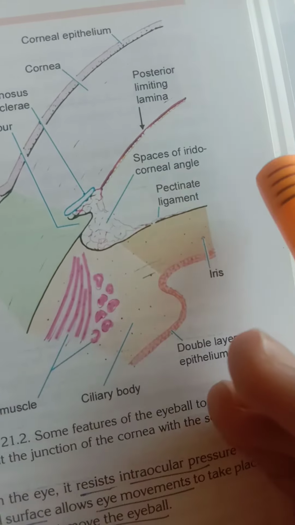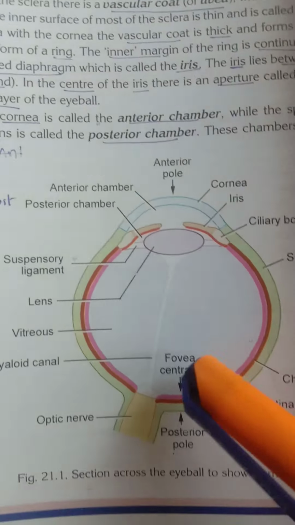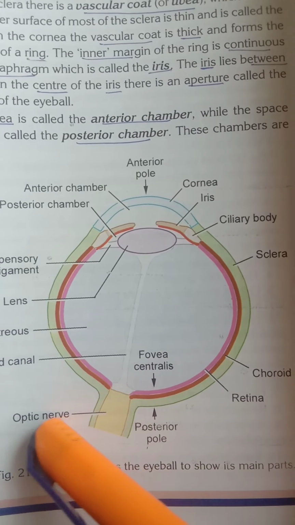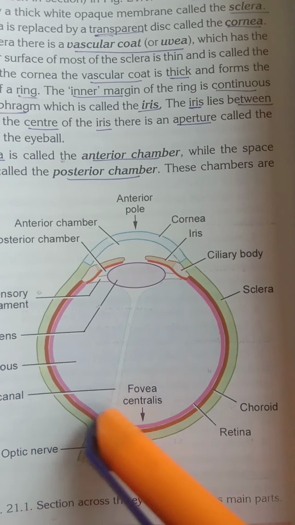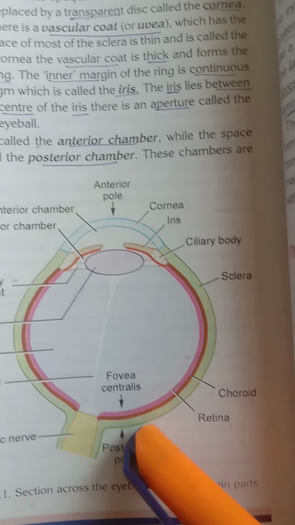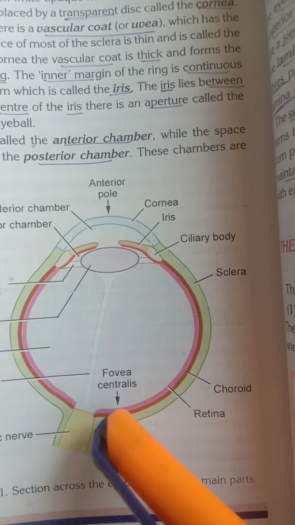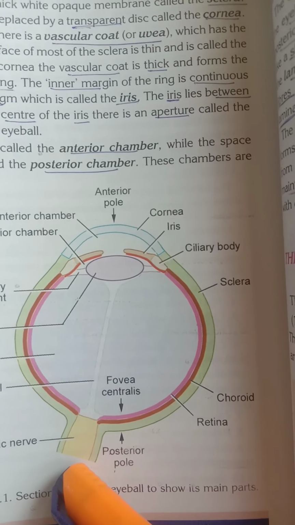The next, the optic nerve is attached to the back of the eyeball. Actually, the optic nerve passes through here. So you can see this is the optic nerve. The optic nerve is attached posteriorly to the eyeball, just medial to the posterior pole. You can see this is the posterior pole. Just medial to it the optic nerve is attached.